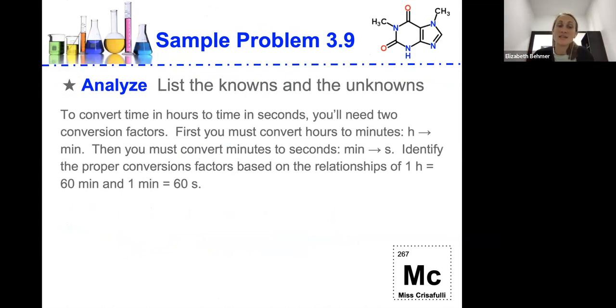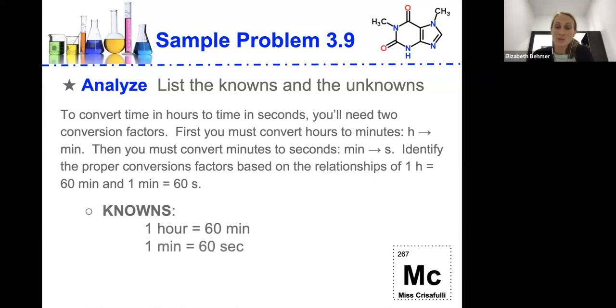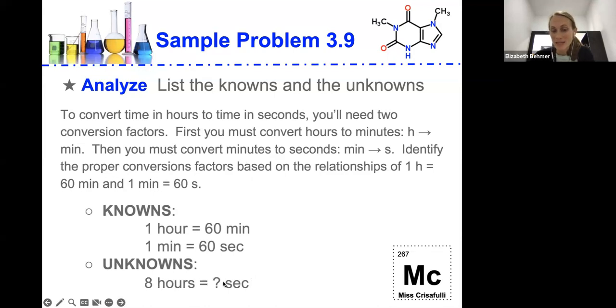We must first identify those proper conversion factors based on the relationships that 1 hour is equal to 60 minutes and 1 minute is equal to 60 seconds. So those are our knowns, but we need to create our conversion factors based on that. And the unknown that we need to solve for is how many seconds are in 8 hours.